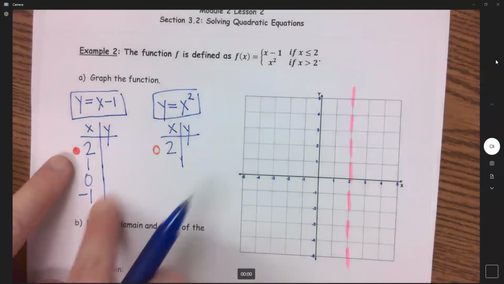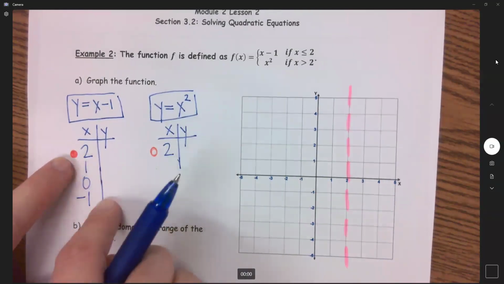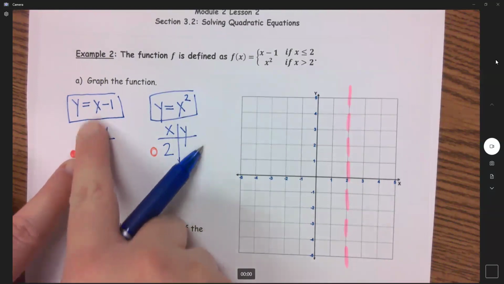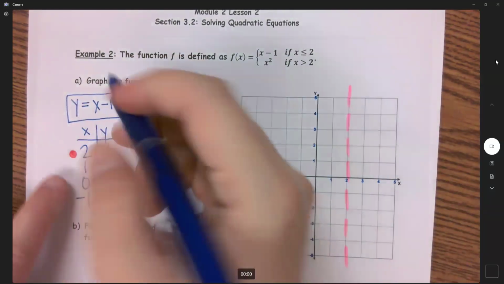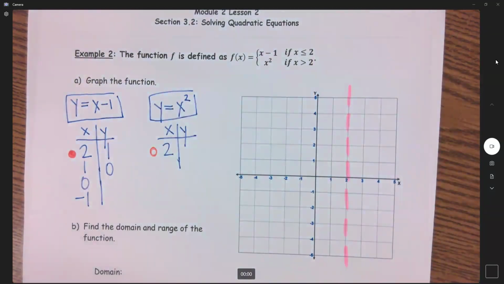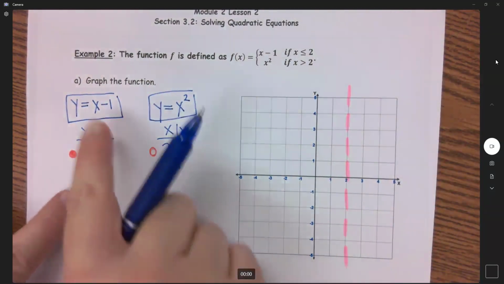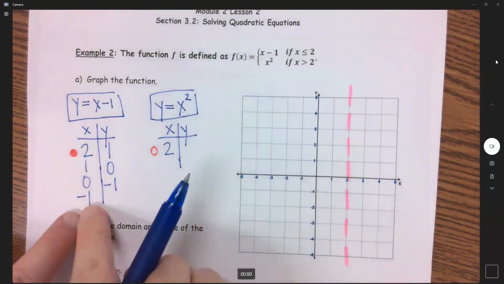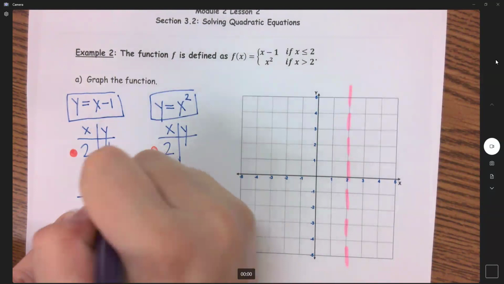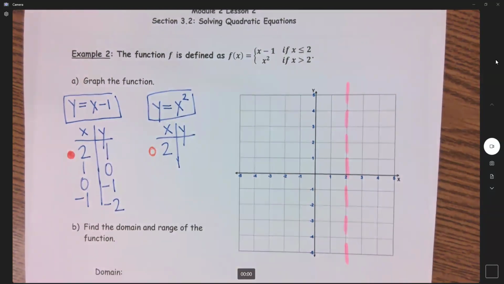So now let's graph this portion of my graph. Let's plug in these values here. When I plug in a 2, 2 minus 1 is 1. 1 minus 1 is 0. That's at minimum what we need. But if we keep going, 0 minus 1 is -1. And -1 minus 1 is -2. So let's plot these points.